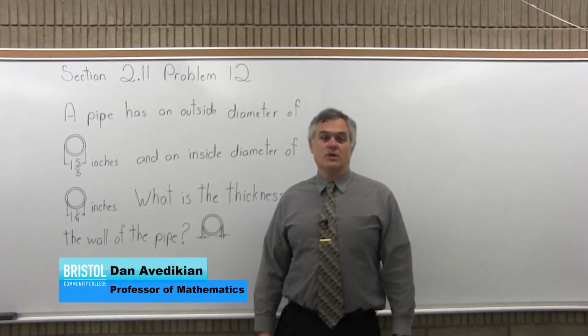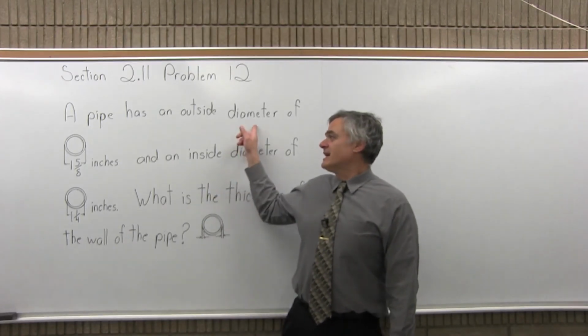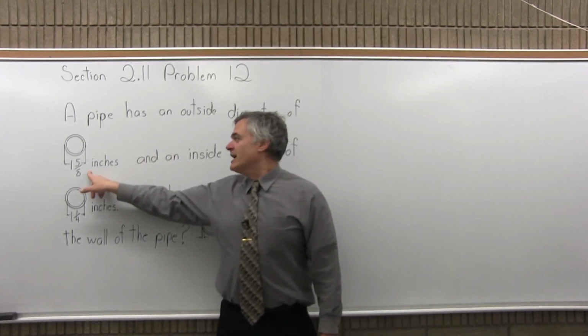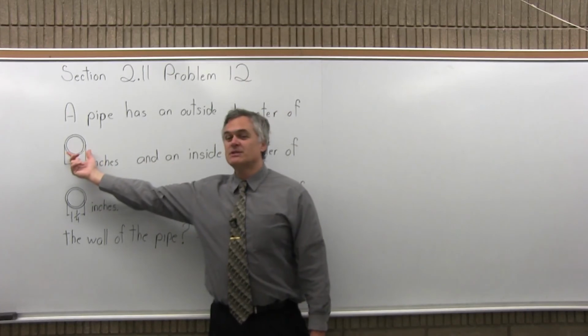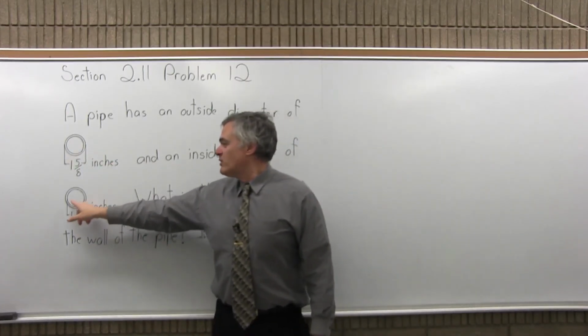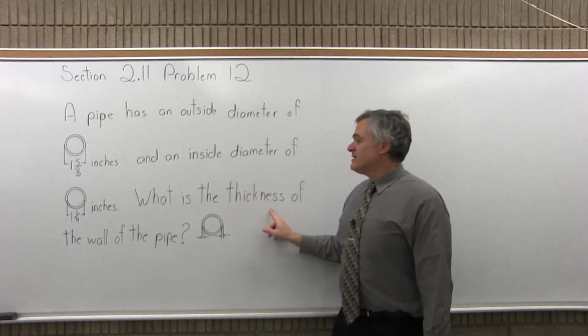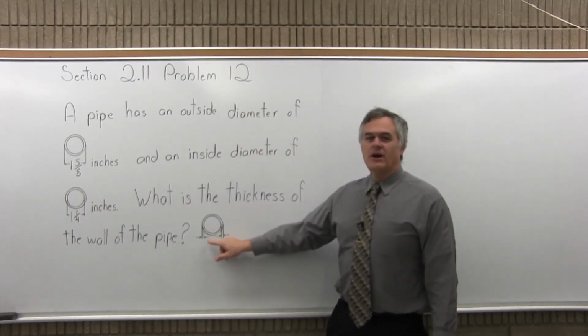This is Section 2.11, Problem number 12. It says a pipe has an outside diameter of 1 5/8 inches, so the outside diameter, and an inside diameter of 1 1/4 inches, so like inside to inside. What is the thickness of the wall of the pipe?